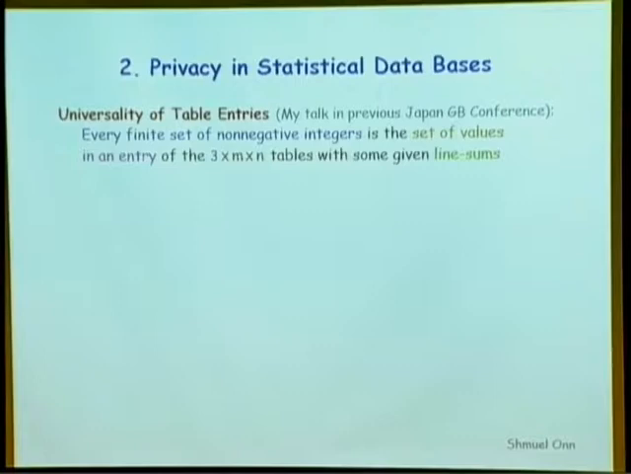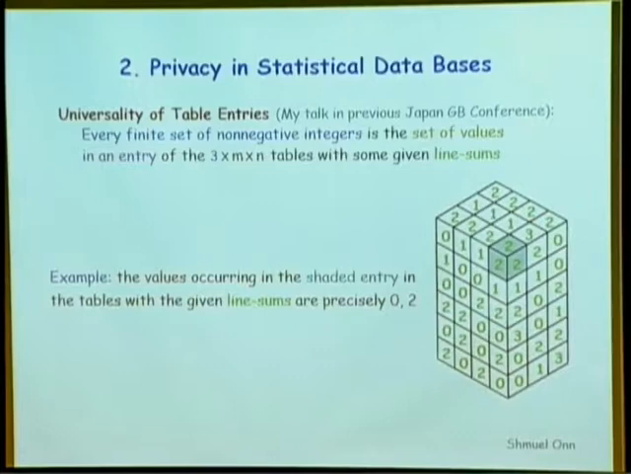I'm not going to prove it, of course. There's a whole section in my monograph on this, but let me try to illustrate it. What I'm saying is the following. Every finite set of non-negative integers is the set of values in an entry of the 3 by n by n tables with some given line sums. Maybe I should make this clear. Let me give you the picture. Here's an example.